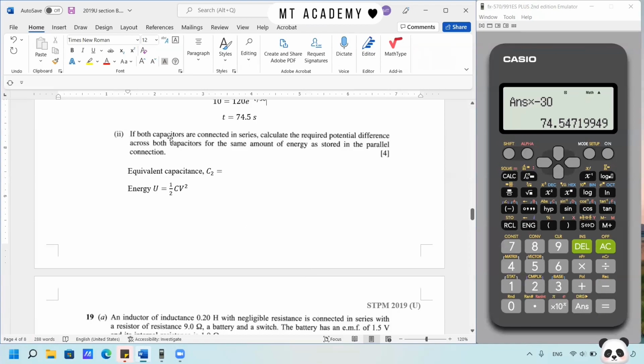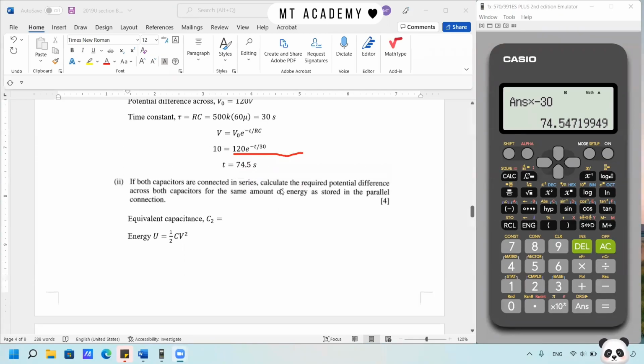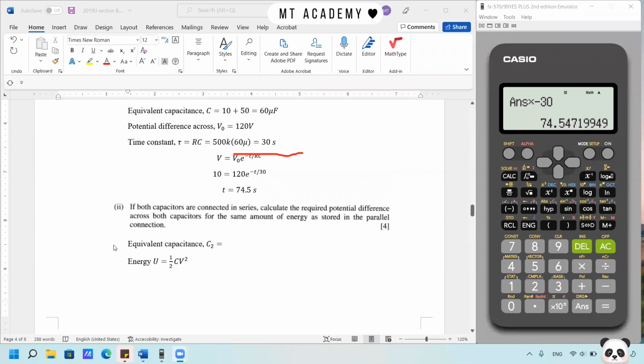If both capacitors are connected in series, calculate the required potential difference across both capacitors with the same amount of energy. So we need to maintain the energy. Energy is equal to half CV square or half QV or half Q square over C. You need to choose the formula, but also we will calculate the equivalent capacitance first.